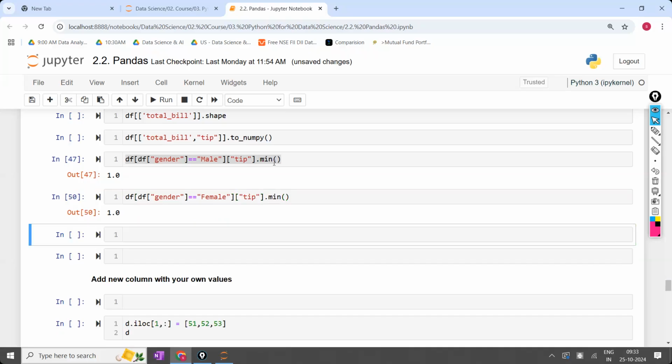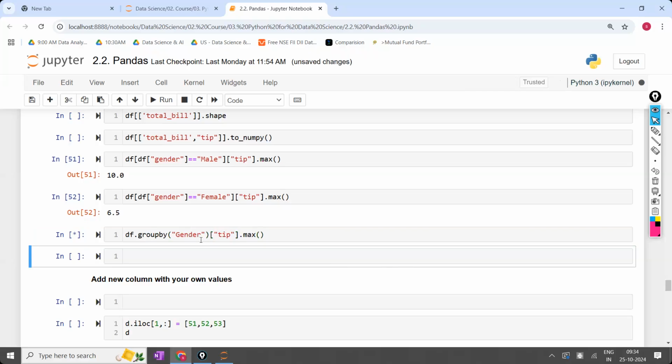Or let us ask in terms of the maximum value. What is the maximum tip amount? $10 by the males. And what is the maximum tip by females? 6.5. Now let us see the same thing by using group by. Instead of writing two lines of code like this, I'm just applying the group by function. Group by gender wise, I'm going to separate them gender wise. And in each group, I'm going to select the tip column and dot max.